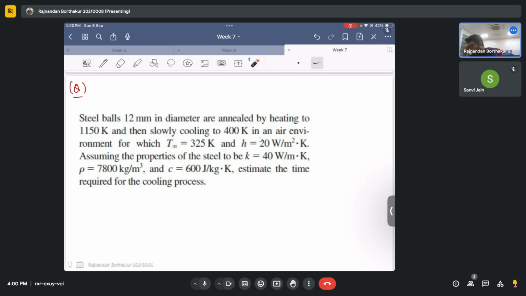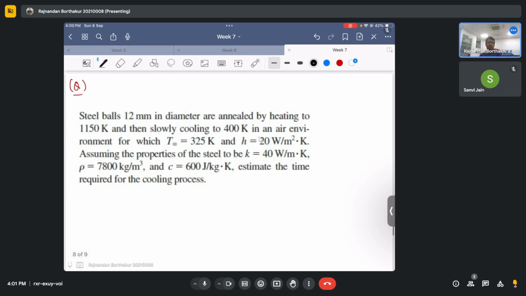So it says that steel balls of 12 mm diameter are annealed by heating to 1150 Kelvin and then slowly cooling to 400 Kelvin in an air environment, and the ambient temperature of air is given to be equal to 325 Kelvin. The heat transfer coefficient is given to be 20. The properties of steel are given in your problem. This is a simple question. They are just asking to estimate the time required for the cooling process. So can you tell me in this problem what should be our first step?